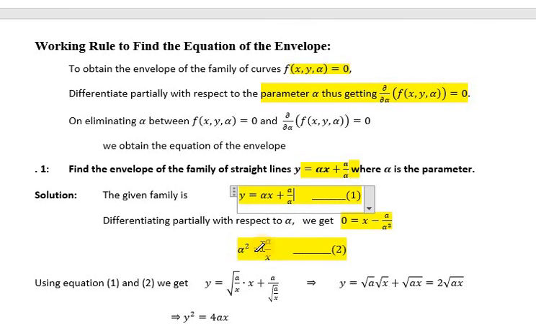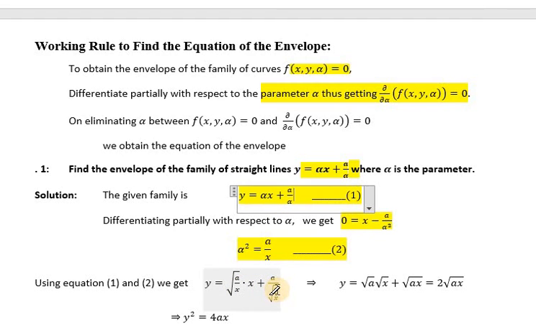Now, using equations 1 and 2, our third step is eliminating alpha from these two equations. So, we have to eliminate alpha. Using these two equations, we substitute the values here. So, we get y is equal to alpha x plus a by alpha, where alpha is root of a by x. Hence, y becomes root of a by x into x plus a by root of a by x. See, we have substituted for alpha in equation 1.